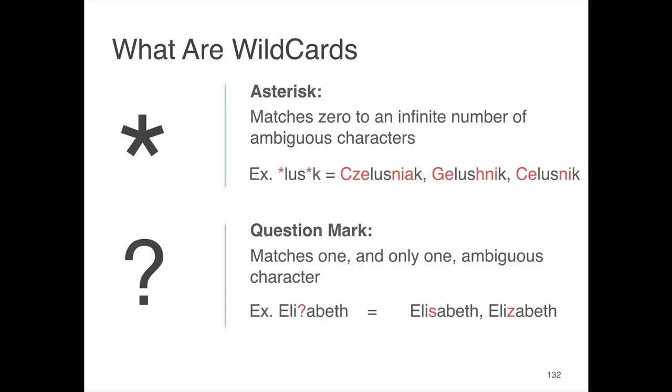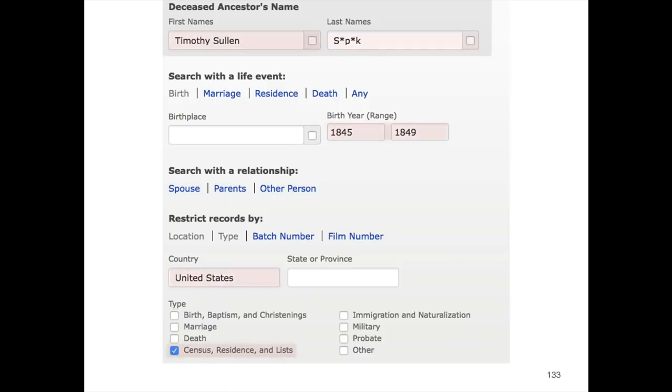The second kind of wildcard is the question mark. And it'll replace one and only one. It won't replace 0, it won't replace an infinite number of characters, but wherever you put a question mark in, it'll put any ambiguous character in that spot. It'll bring back Elizabeth with an S or with a Z. So let's go do that.